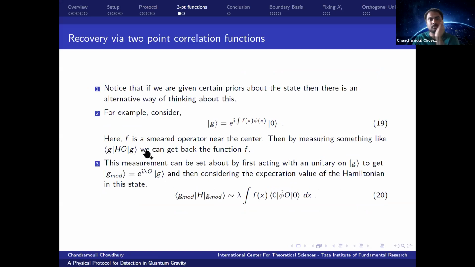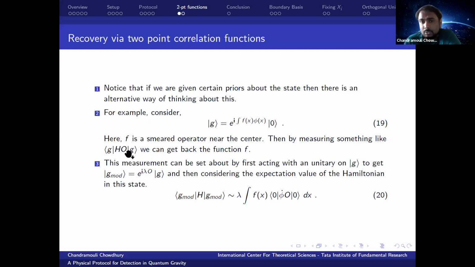Okay, great. So now let me talk about a complementary way of thinking about it. This way of thinking illustrates a bit better why this won't work in something like QED. Let's say we are given certain priors. Let's say I tell the observers that the state you have to determine is some unitary acting on the vacuum, where the unitary is of this particular form. F is some smearing function located near the center of AdS, and phi is some scalar field. Then the claim is that if you make a measurement of this kind, just G and HO, then you can get back the function F.